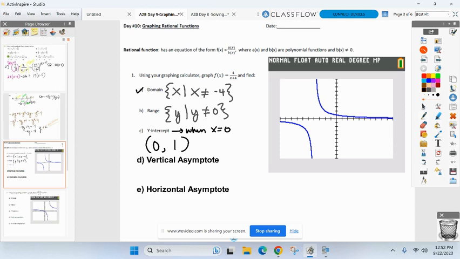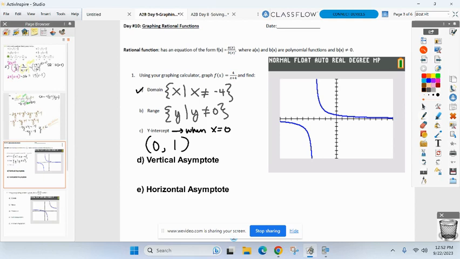Now could you go to your table too? Maybe some of you did that. That's fine too. See when x equals 0. All right, talk to me here. Have you ever heard of these two terms here? Asymptote, vertical or horizontal? Okay, you know what a vertical line looks like, right?